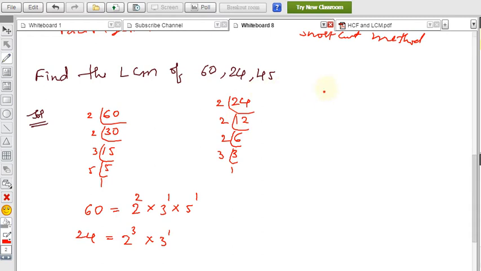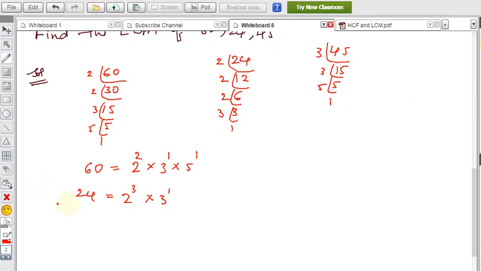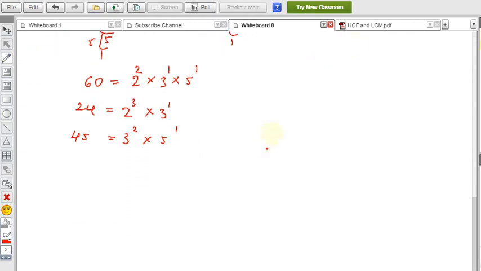Then 45. 45 is in the 3 table, 3 fifteens are 45, 3 fives are 15, and 5 ones are 5. So 3 power 2 and 5 power 1. So 45 is 3 to the power 2 into 5 to the power 1. Fine. After writing in this prime factorization notation, then we can find the LCM.